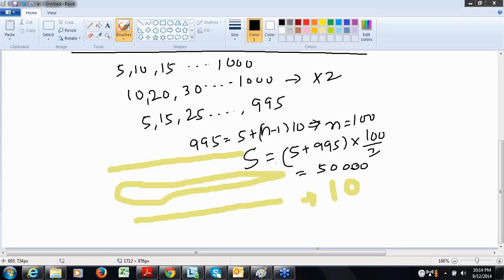So the sum will be S is equal to A plus L into N by 2. This is the sum of our AP. A is 5, the last term is 995, 100 is the total number of these terms. So 100 by 2, so 5 plus 995 is 1000 into 50. So 50,000 will be the answer.